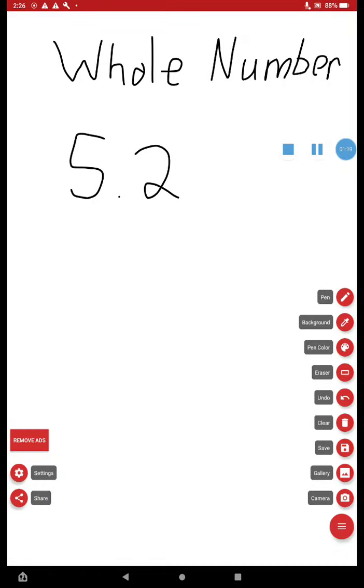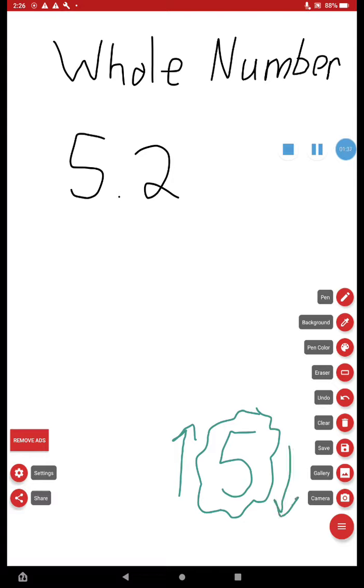Remember, when we round, we need the rule of the magic 5. The rule of the magic 5 tells me that if the number to the right of what I'm rounding is 5 or more, I round up. But if it's less than 5, I round down. So let's take a look at the number right next to my 5. It's a 2. Is that bigger than 5 or smaller than 5? It's smaller. So should I round up or down? I round down. So 5.2 gets rounded down to be 5.